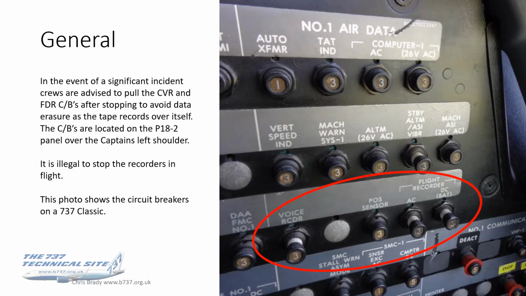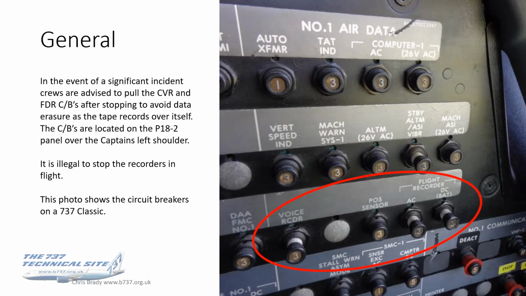This photo is a photo of the circuit breakers on a 737 Classic. They're actually in the same location on the NG. They're over the captain's left shoulder on the P18-2 panel. Now, on this you can see voice recorder. It's dead easy. There's just one circuit breaker, so that's a no-brainer. You pull that.